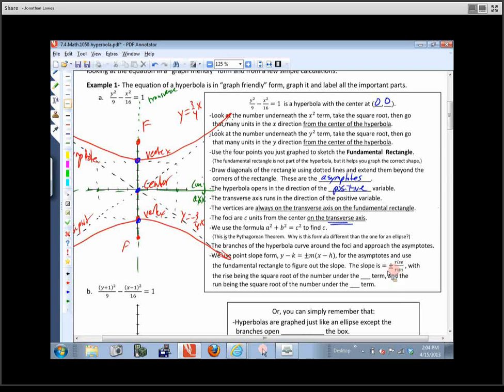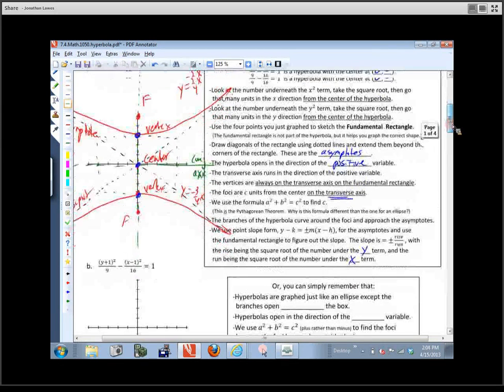So the slope is going to be the rise over the run, and the rise is going to be the square root of the number underneath which term? The y. And the run is going to be the square root of the number underneath the x. Okay? Tons of stuff to keep track of. If you know how to graph an ellipse, graphing a hyperbola is not that much more difficult.